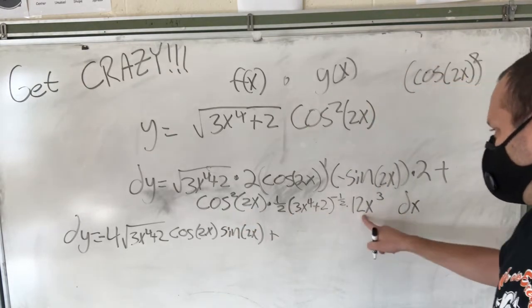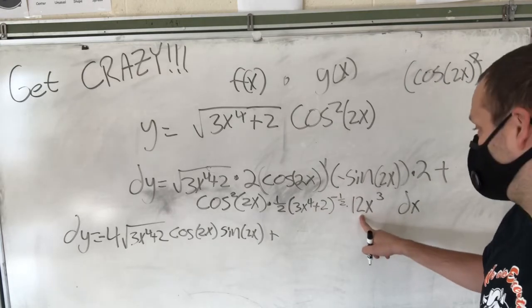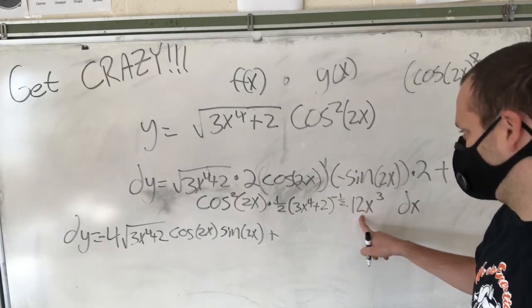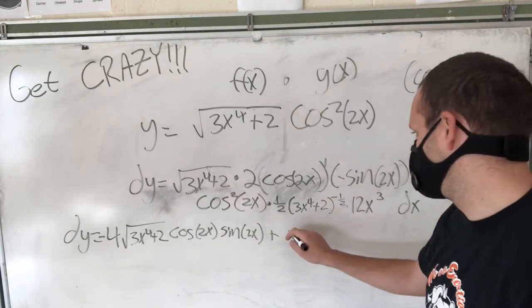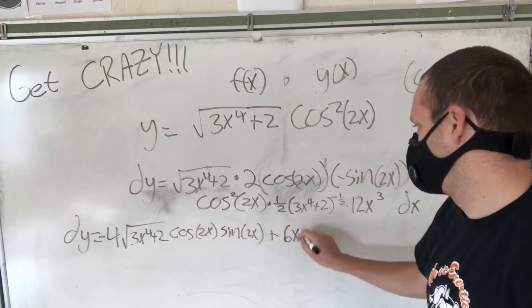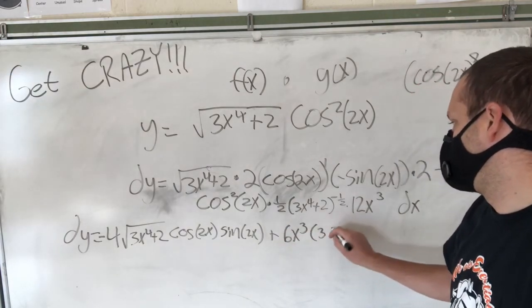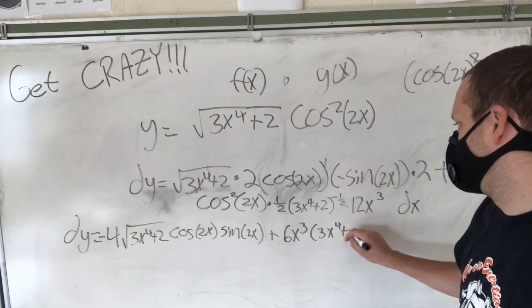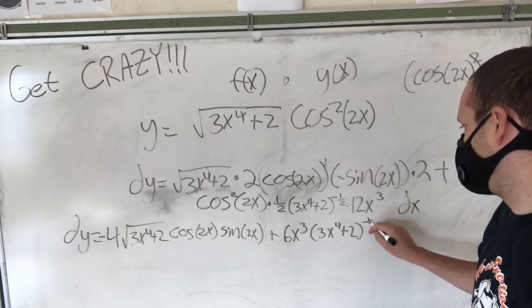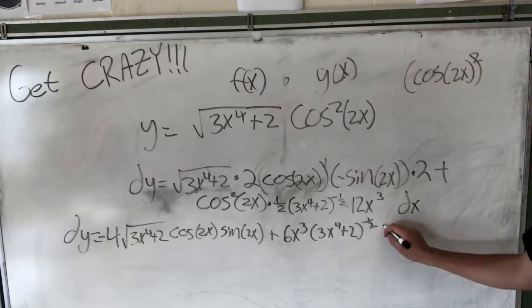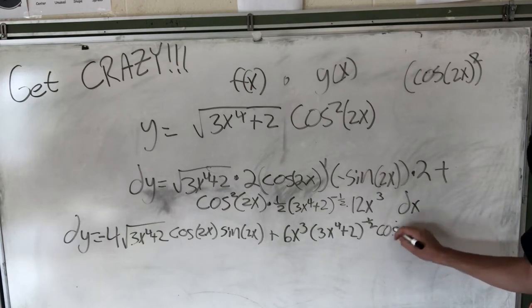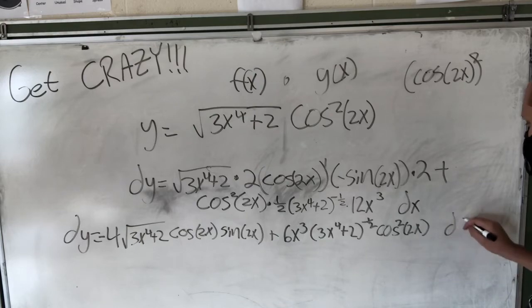can I simplify this bottom at all? Ooh, 1/2 and 12x cubed. I can simplify that. That gives me 6x cubed times 3x to the 4th plus 2 to the negative 1/2 times cosine squared 2x dx.